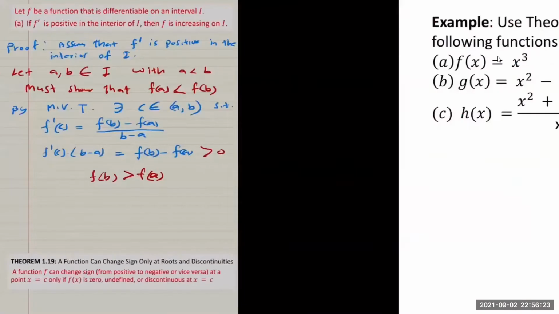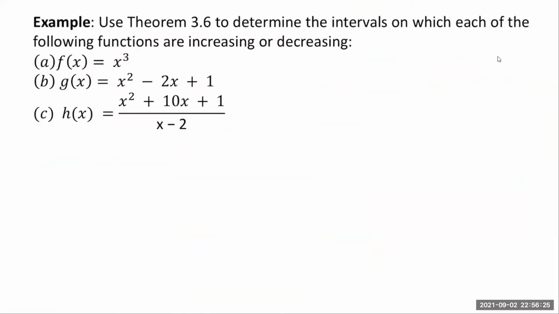To do that, let's work on the first part. First of all, I'm going to find my f prime. F prime of x is equal to 3x squared. It's clear.